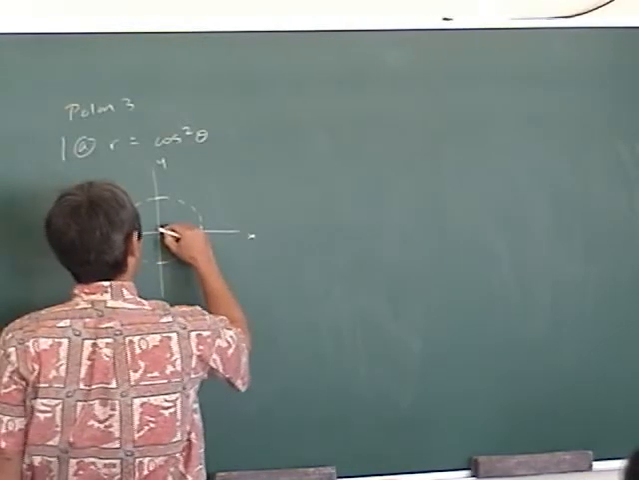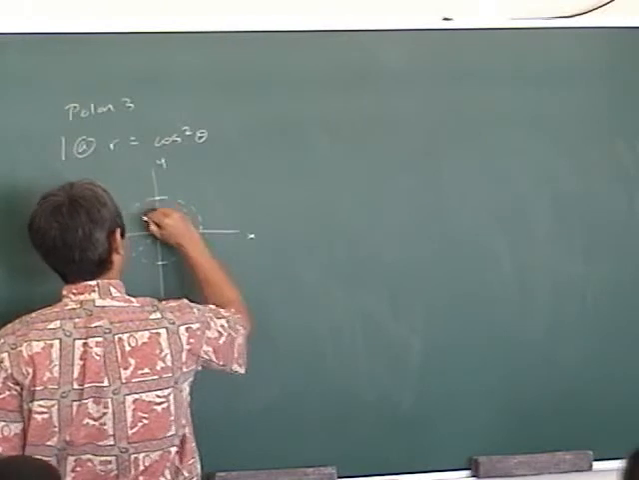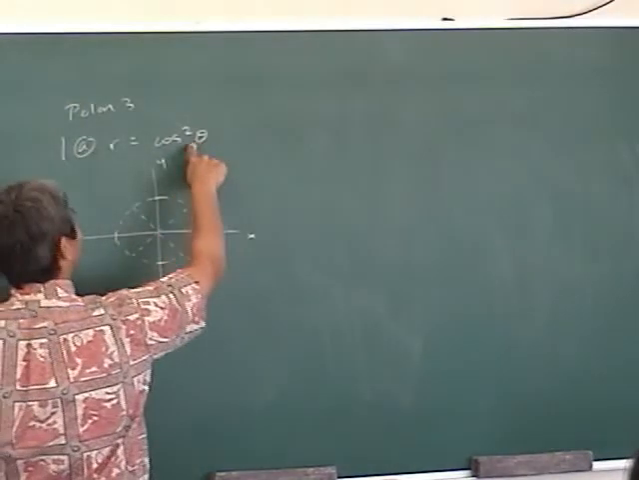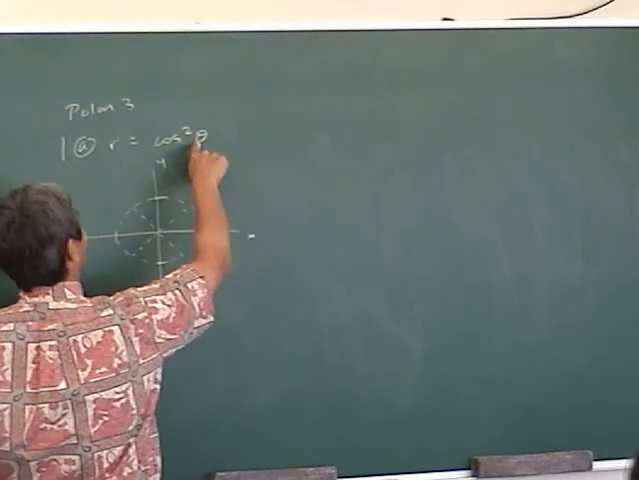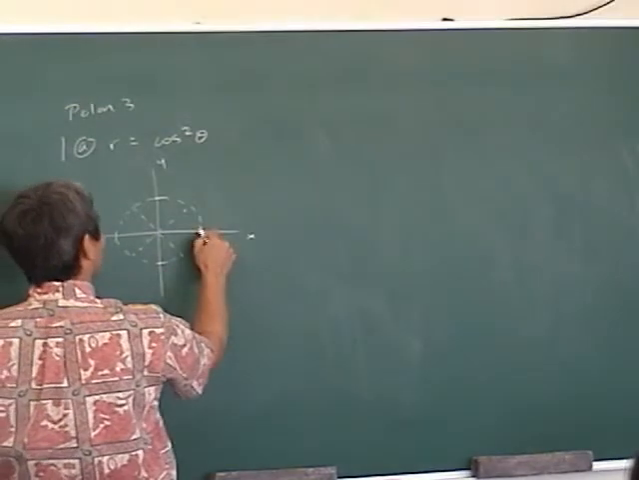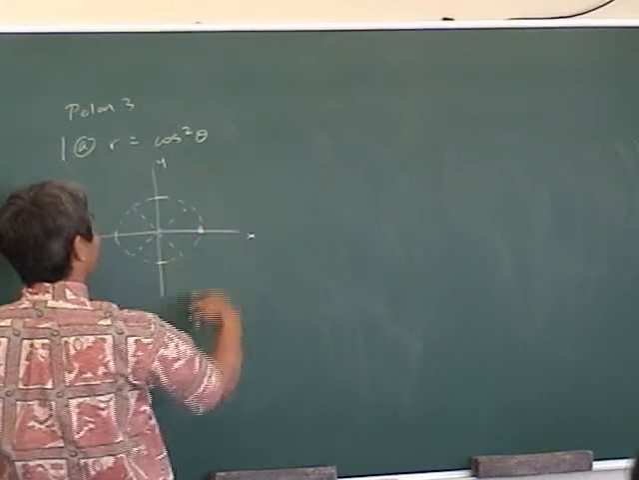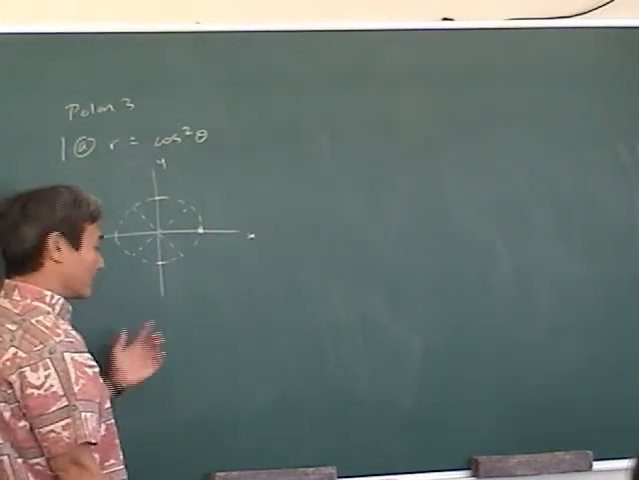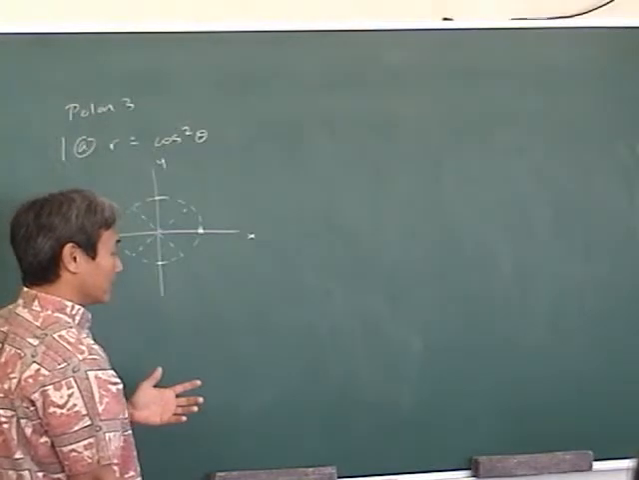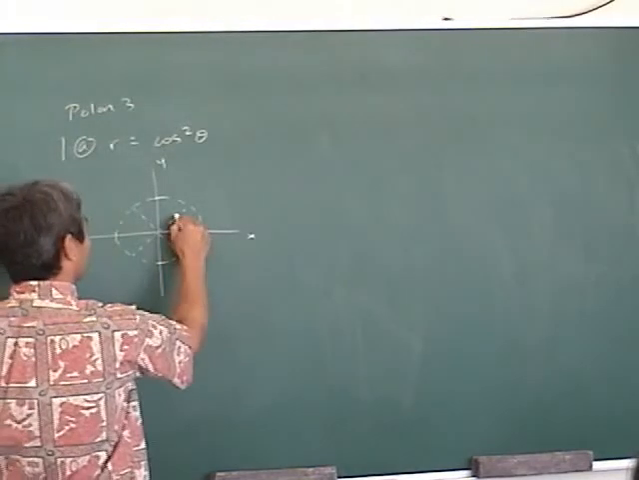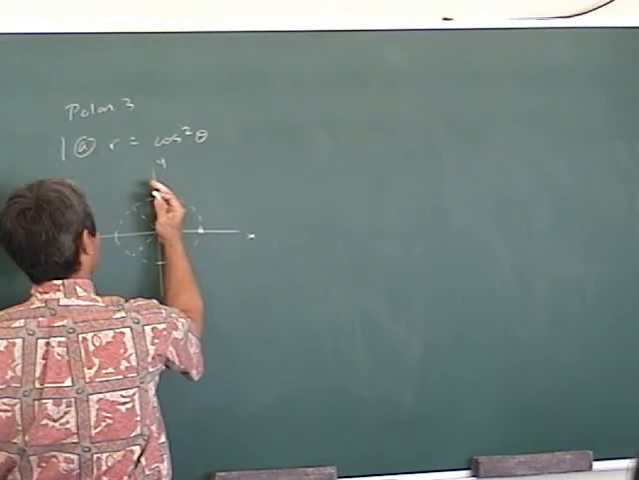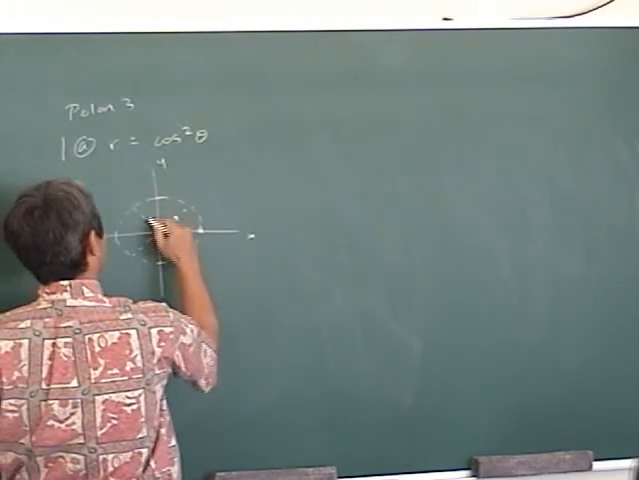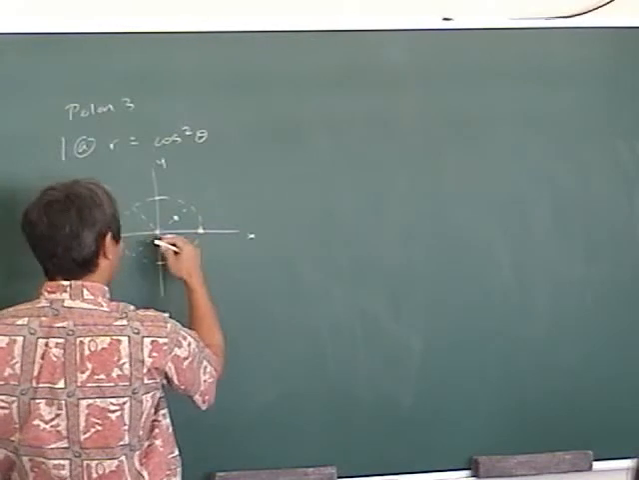So what we're going to do is plot a point every 45 degrees. Okay, so all you do is just plug in. Plug in 0. 1 squared is 1. Okay, plug in 45 degrees. Cosine of 45 degrees is 1 over root 2, and then you square it. 1/2. Okay, 90. Oh boy. 0. 0 squared is 0.